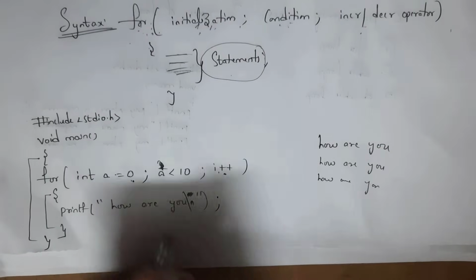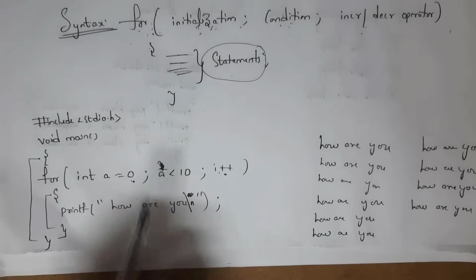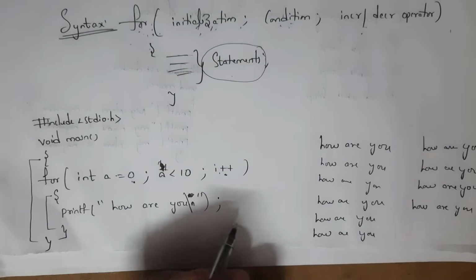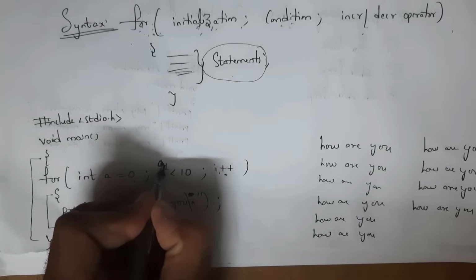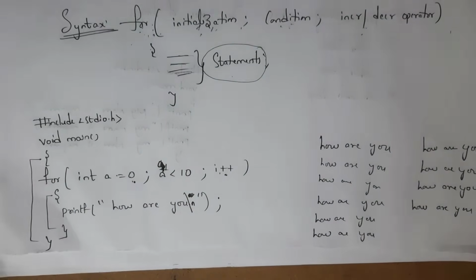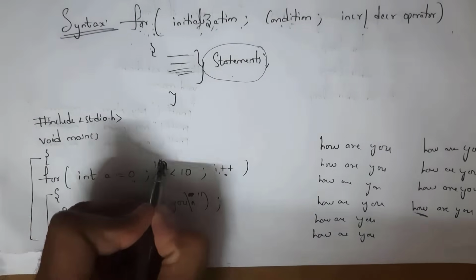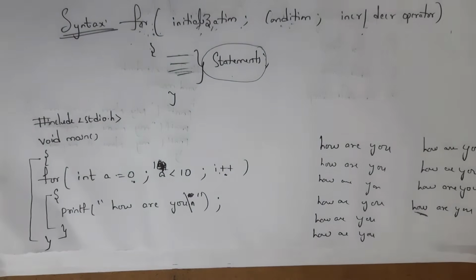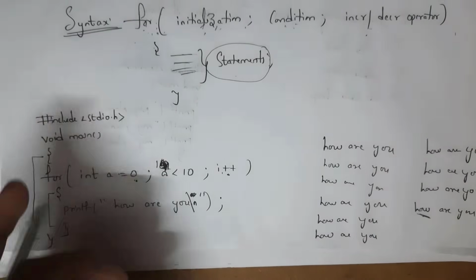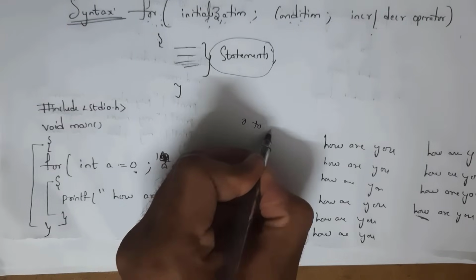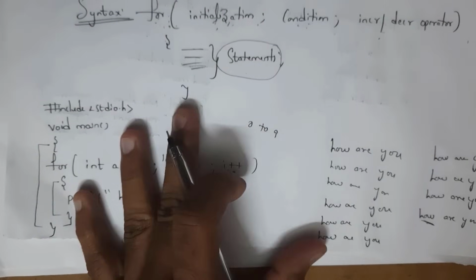After that 3 is less than 10, the condition is satisfied. 4 is less than 10, the condition is satisfied. I will get "how are you". 5, 6, 7, 8, 9. From 0 to 9, 9 is less than 10. So again I will get the output "how are you". After incrementing 9, I will get 10. 10 is not less than 10; 10 is equal to 10. This condition is not satisfied, so it will stop the loop. So starting from 0 to 9, a total of 10 times I will get the output "how are you".